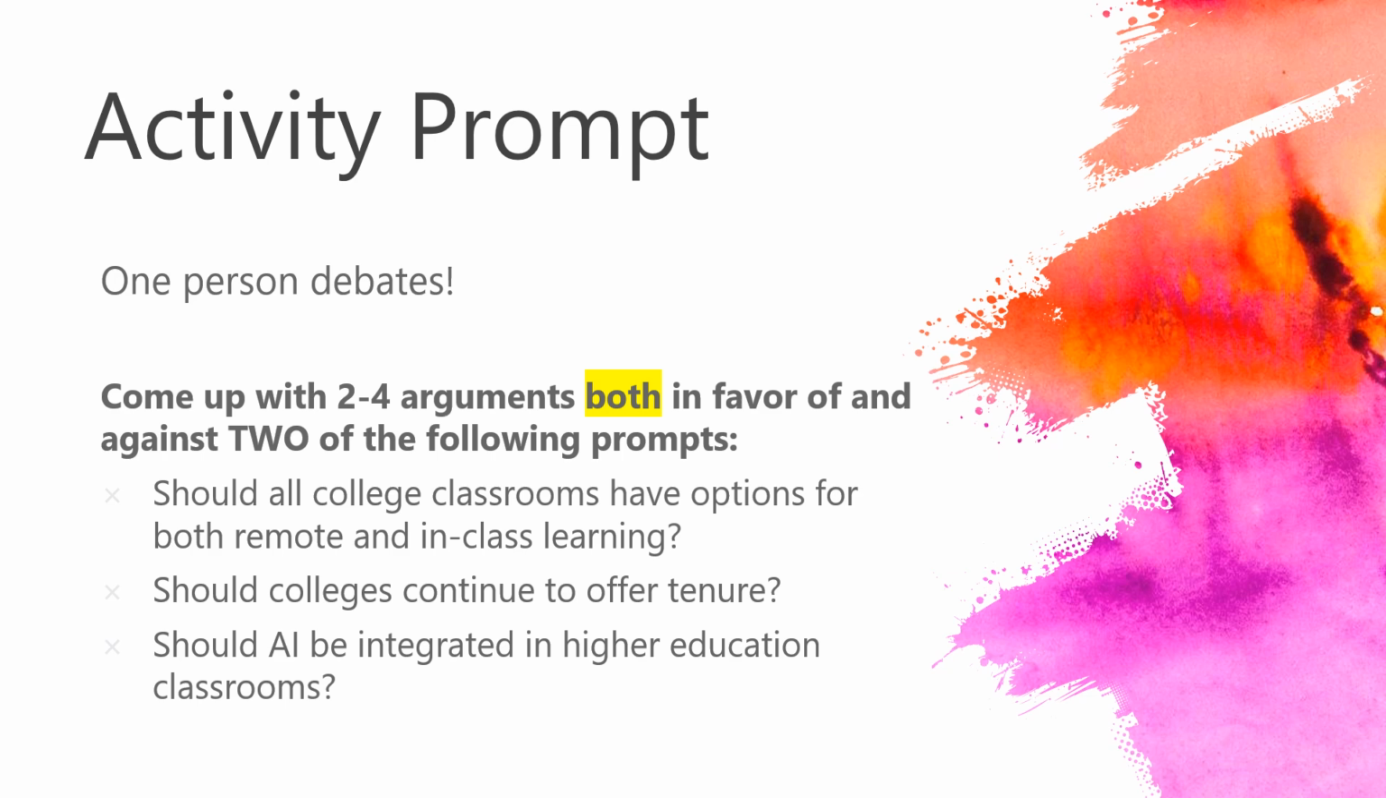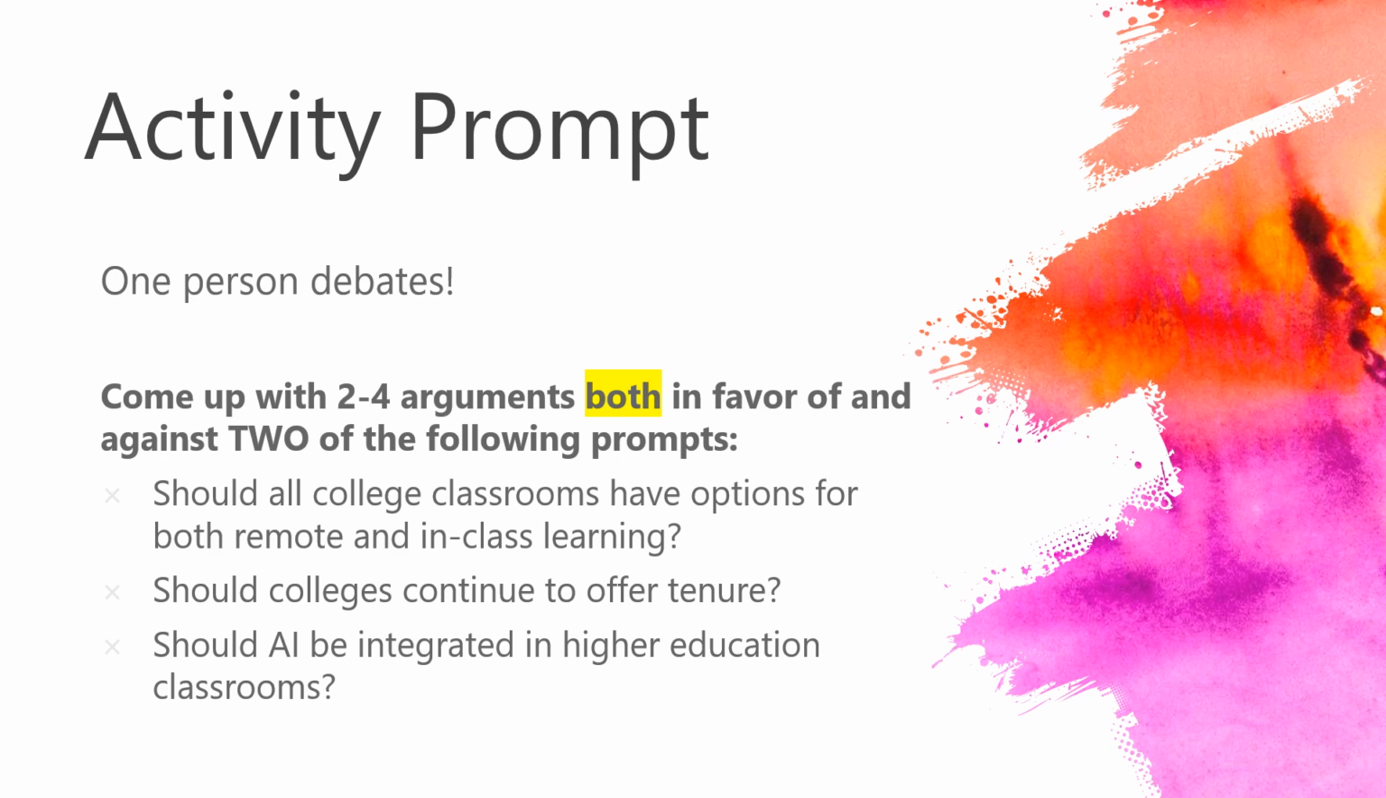So I've selected 3 prompts that I think are pretty relevant to higher education and that I hear people discussing on a regular basis. Those are, should college classrooms have options for both remote and in-class learning? What I mean by this is, there are some students sitting in the classroom and there are some students maybe sitting on Zoom at the front of the room. Sometimes it's viewed as a hybrid classroom, but I know that hybrid classrooms can have multiple definitions as well. So that's the first prompt.